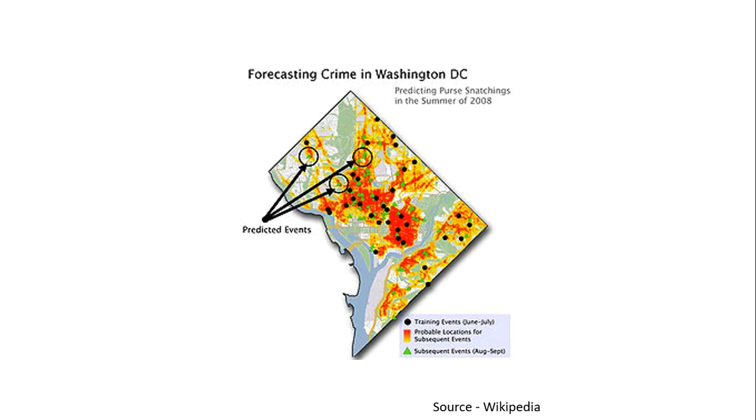This plot shows the occurrence of a particular event like purse snatching in Washington, D.C. The black dots represent those regions where the event has happened previously, that is in June and July of 2008, and these green triangles represent the locations where the same event has happened in a different time scale, that is in August and September, and these are the events that are predicted by the model.